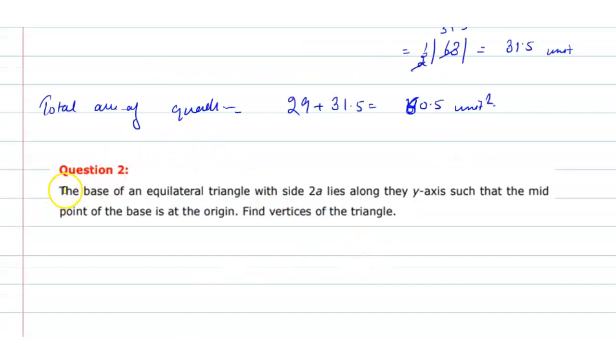Now next, the second question is: the base of the equilateral triangle with side 2a lies along the y-axis, and such that the midpoint of the base is at the origin.